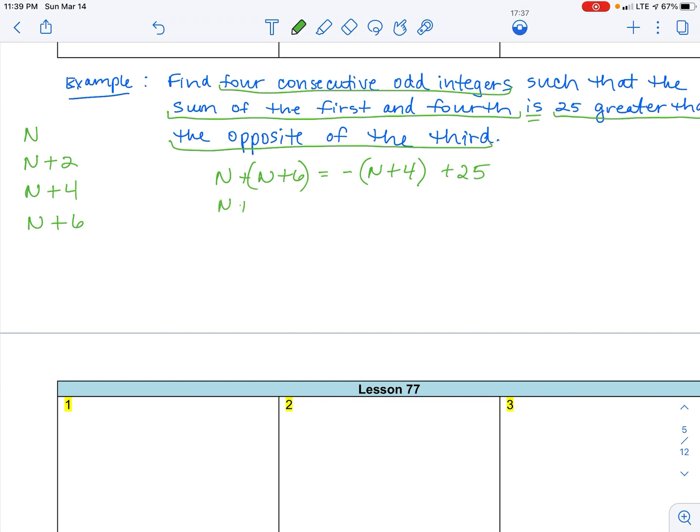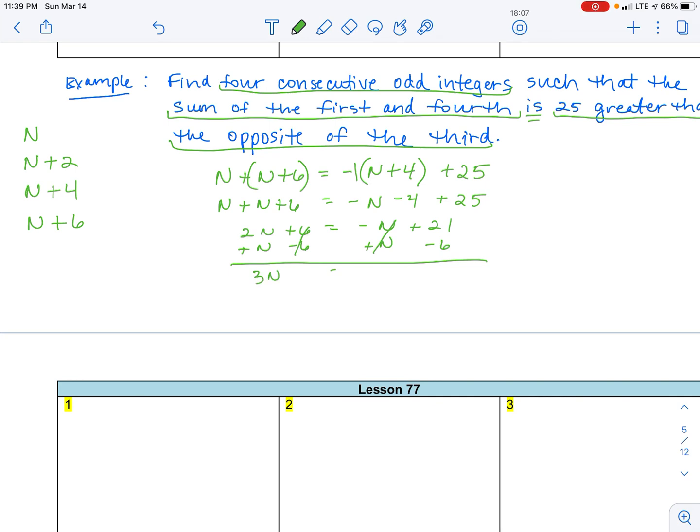I'm going to end up with n plus 6 equals, and I'm going to go ahead and distribute this negative. Remember, we think like there's a negative 1 stuck in there. It's going to distribute to make this a negative n and a minus 4. Okay, so we have 2n plus 6 equals a negative n plus 21. We're going to get our n on the same side, and I'm going to move the 6 over here, all in the same step.